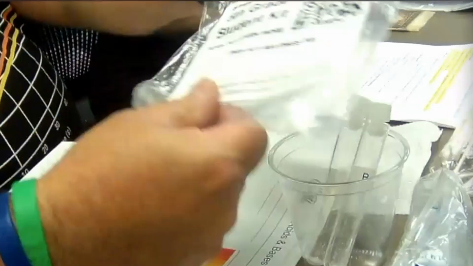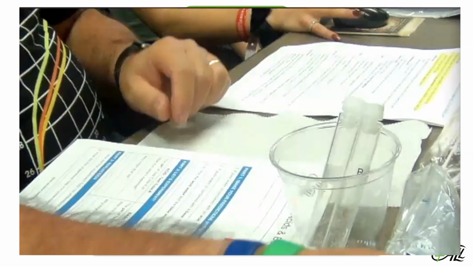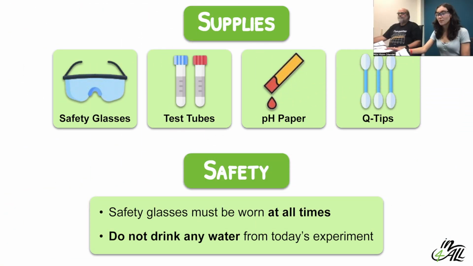Once it's open, once again, have the students write their name, because we're going to need these goggles again. And the one thing we didn't mention that is here for you, the volunteers, is you'll also have paper towels and wash bottles to fill the test tubes.